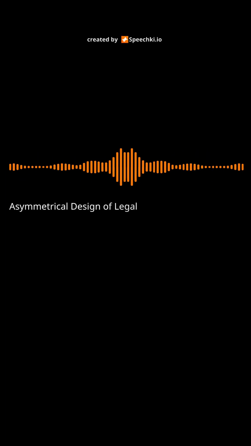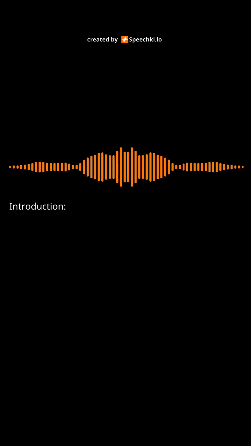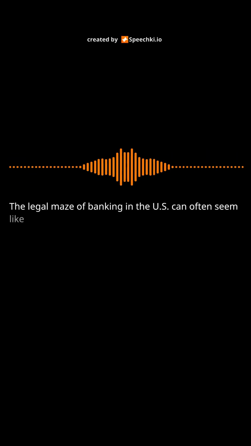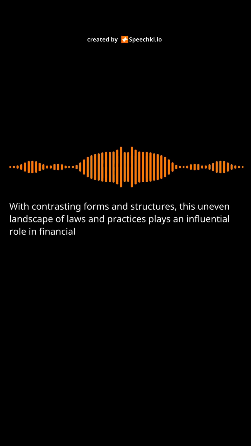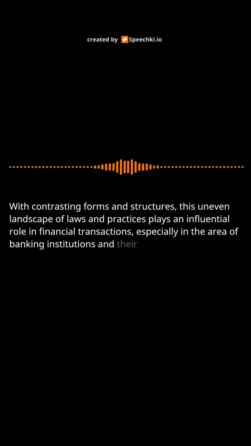Asymmetrical design of legal banking structures, an unbalanced voyage. Introduction: the banking web unspun. The legal maze of banking in the U.S. can often seem like a myriad of asymmetrical patterns to many. With contrasting forms and structures, this uneven landscape of laws and practices plays an influential role in financial transactions, especially in the area of banking institutions and their promissory notes.